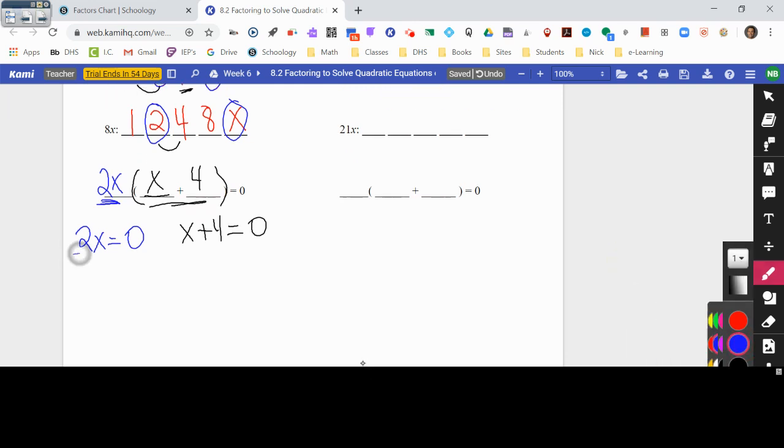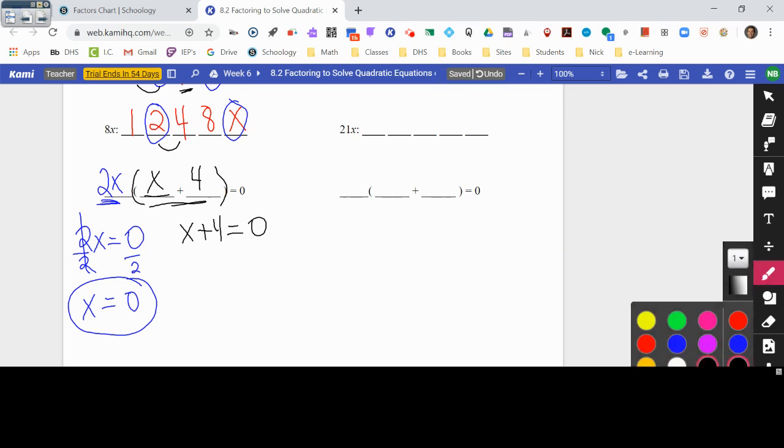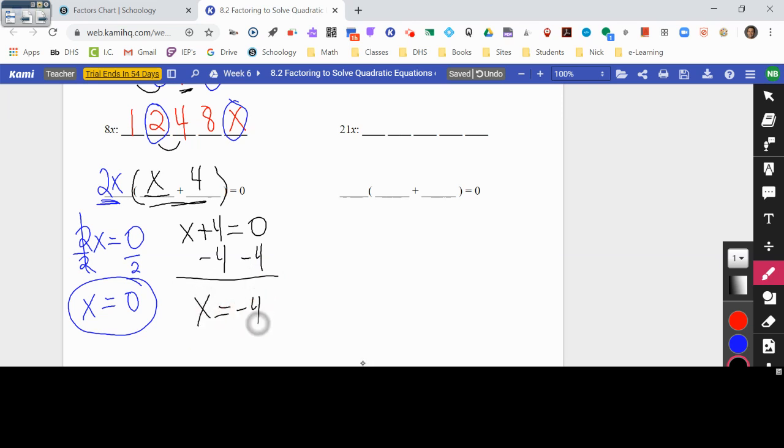Hopefully with that practice with that IXL, you guys were able to pick this up. So for this one, we divide both sides by 2, and x is equal to 0 divided by 2, which is 0. So one of my solutions is x equals 0. And my other solution here, I'm going to subtract 4 from both sides, and we get x is equal to negative 4. So those are my two solutions.